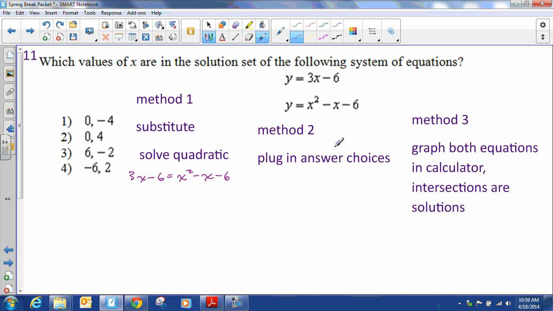Method 2, you can just go through and plug in your answer choices. As you can see, this is a solution set, so these are both x values. Okay, it's not an xy ordered pair, which means when you plug in 0 here and 0 here, you should get the same result. You plug in -4 here, you plug in -4 here, you should get the same result. Okay, that's method 2. Method 3, you graph both of these equations into your calculator, and the points of intersection are your solutions.